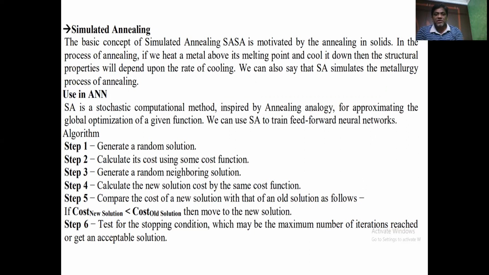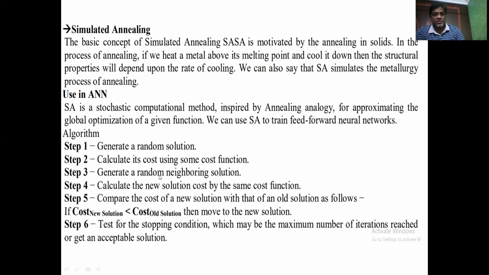In neural networks, we can use the concept of simulated annealing for approximating the global optimization of a given function. Or you can say it will be useful in training a neural network. And these are the steps used in simulated annealing. If you want to utilize simulated annealing for training your neural network, the steps are: generate a random solution, and second, calculate its cost using some cost function. Because this is a random solution, the cost is based on this random solution.